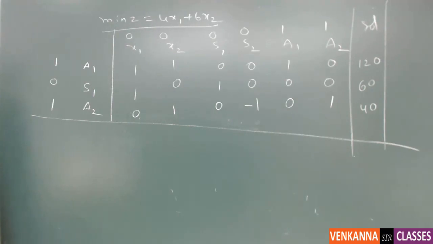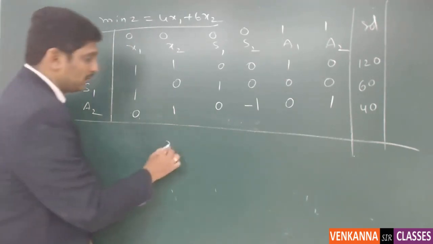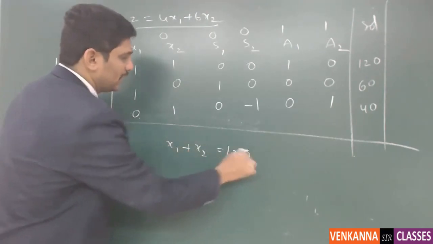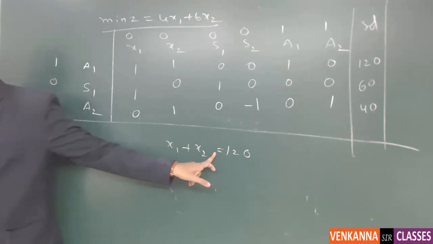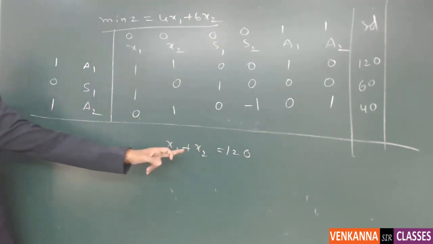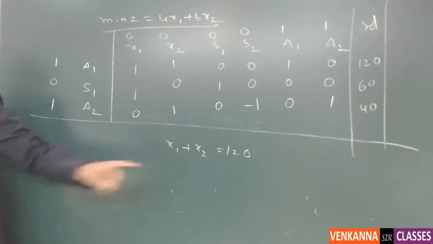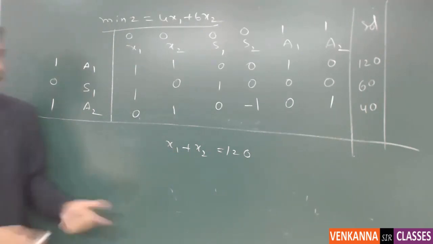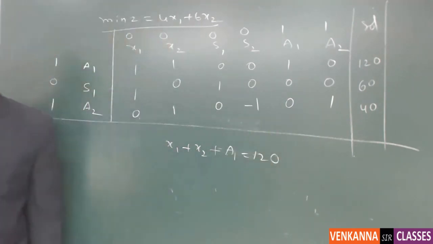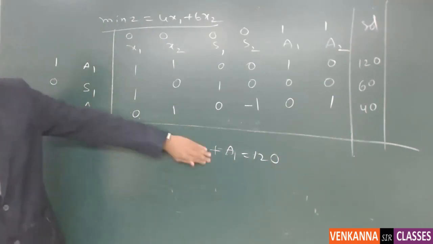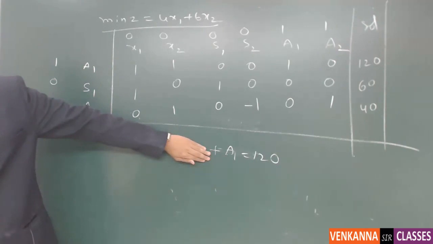How did the first line come? You have x1 plus x2 is equal to 120, right? The first equality is given. Since it is not less than or greater than, you cannot introduce a slack or surplus variable. But you want an identity matrix type, so we are introducing the artificial variable here: plus a1 is equal to 120. That's it. If you put x1, x2 as 0, a1 is equal to 120 is the basic solution.